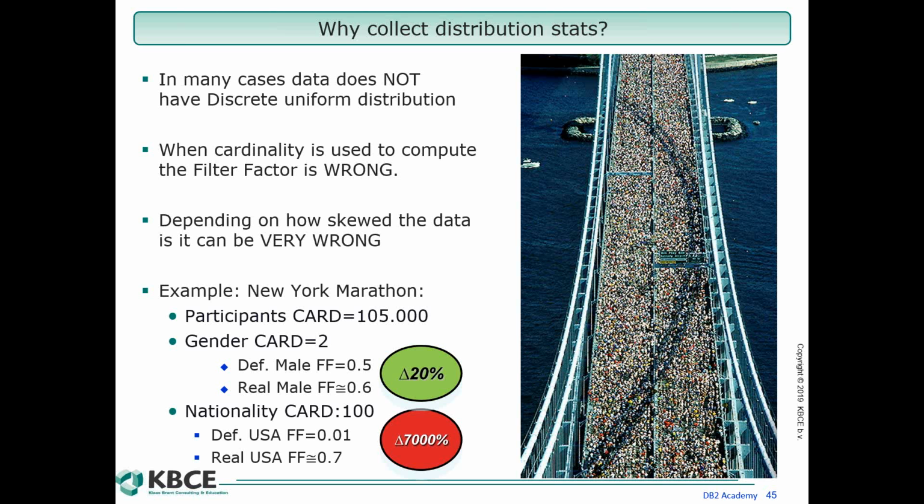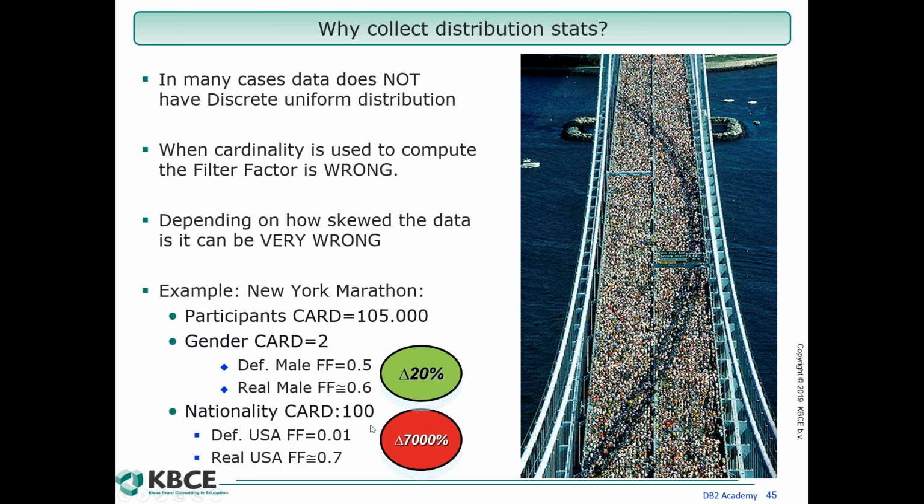And that is in the table of the marathon. And if you would say, what is the cardinality, two? So that means, according to the optimizer, how many are male? You would come up with 50% is male. That is not true. Actually, in the New York Marathon, 40% is female and 60% is male. There's slightly more males running than females. It's a deviation of 20%, which is okay. That's why I made it green.